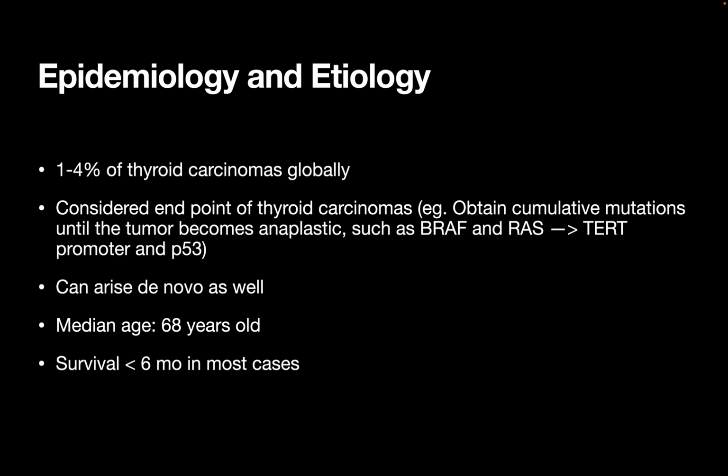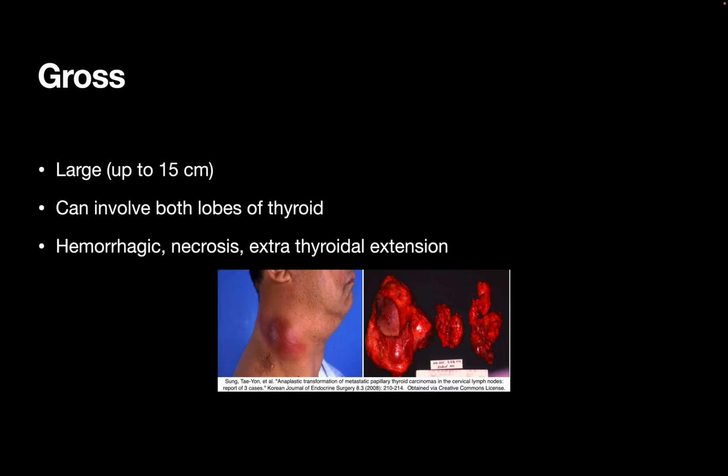For instance, the thought is it obtains cumulative mutations until the tumor becomes anaplastic, such as BRAF and RAS initially, then accumulating TERT promoter mutations and P53. It can arise de novo as well. The median age is 68 years old, and survival is less than 6 months in most cases.